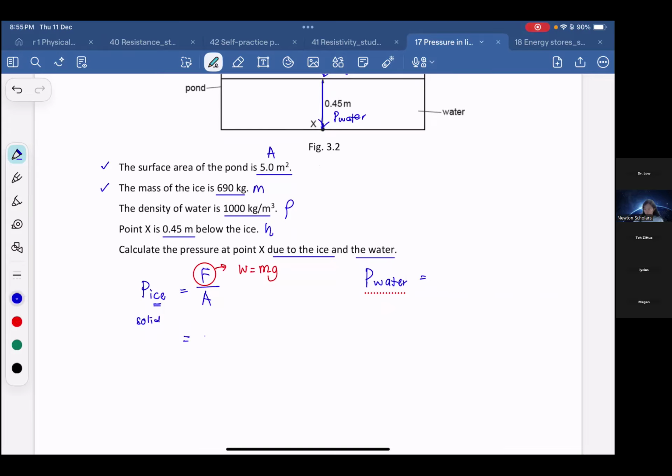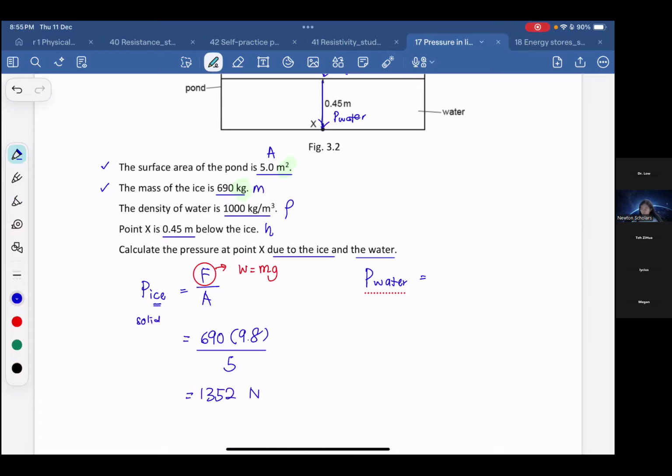Okay, so here mg, 690 times the g 9.8, divided by the area is 5. Be careful with the unit. Always look at the unit. Do we need to do any conversion or not? Okay, so here 1352 Newton or 0.4.